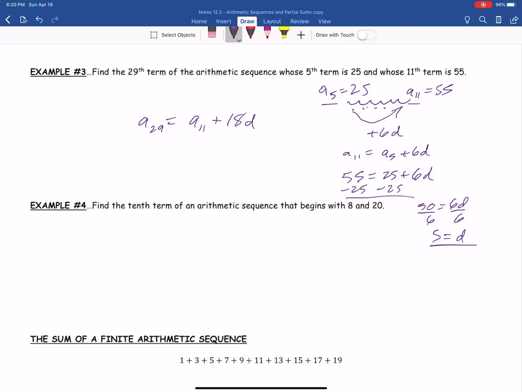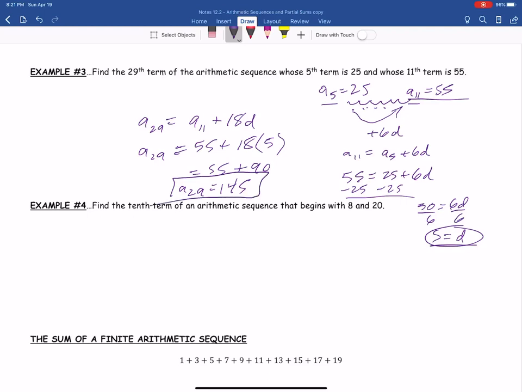Okay, so we know all this stuff. A sub 29 is what we're looking for. A sub 11 right here is 55. 18 times our common difference, which at the bottom here was 5. 18 times 5, if I remember correctly, is 90. 55 and 90 make 145. So my 29th term is 145. Basically, arithmetic sequences are just counting by the same step from each term to the next.